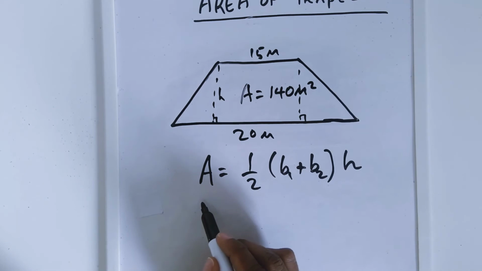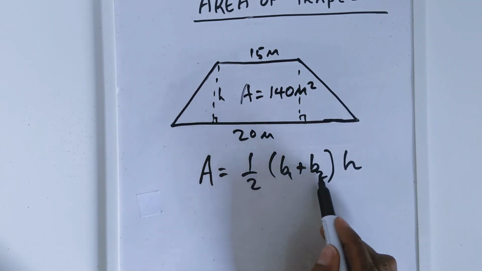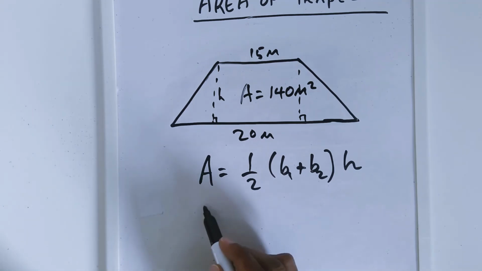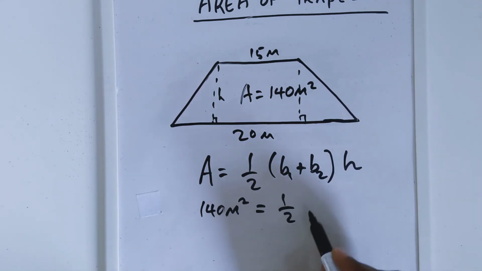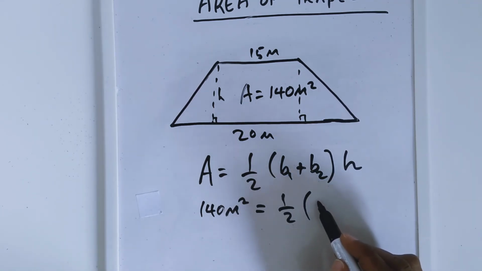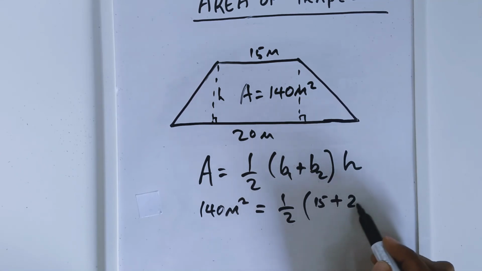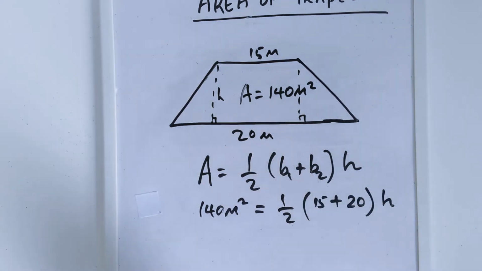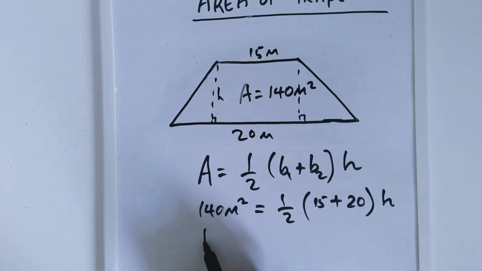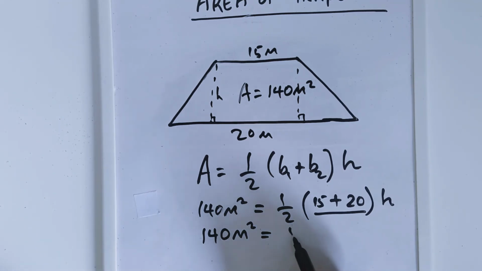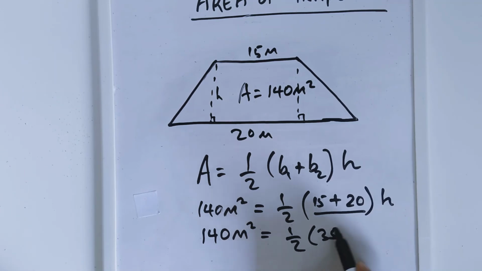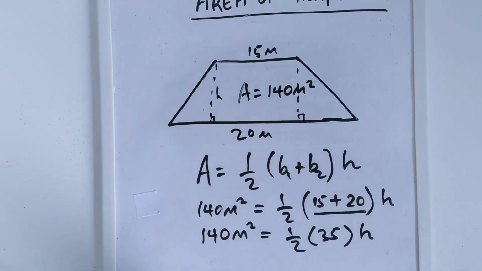So area is a half times B1 plus B2 multiplied by the height. So 140 meters squared is equal to a half multiplied by B1, which is 15, plus B2, which is 20, multiplied by H, which we don't have. So what can we do? The next step is 140 meters squared is equal to, add these two, that will give me 35. So a half multiplied by 35 multiplied by H.